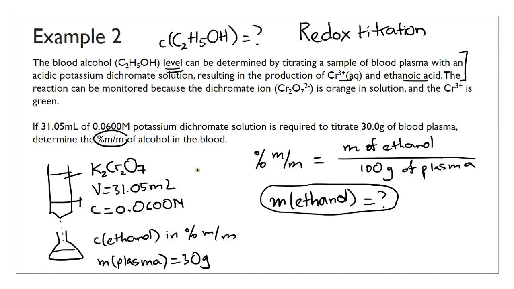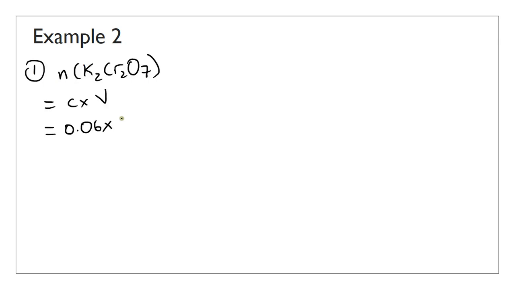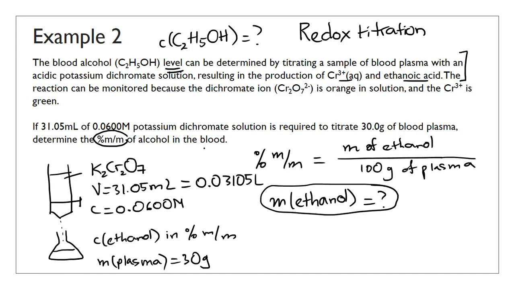So you have to convert the volume to liter. So 0.03105 times 0.06. So the number of mole potassium dichromate is 0.001863. So this is the number of mole potassium dichromate. Okay, what do we do now?